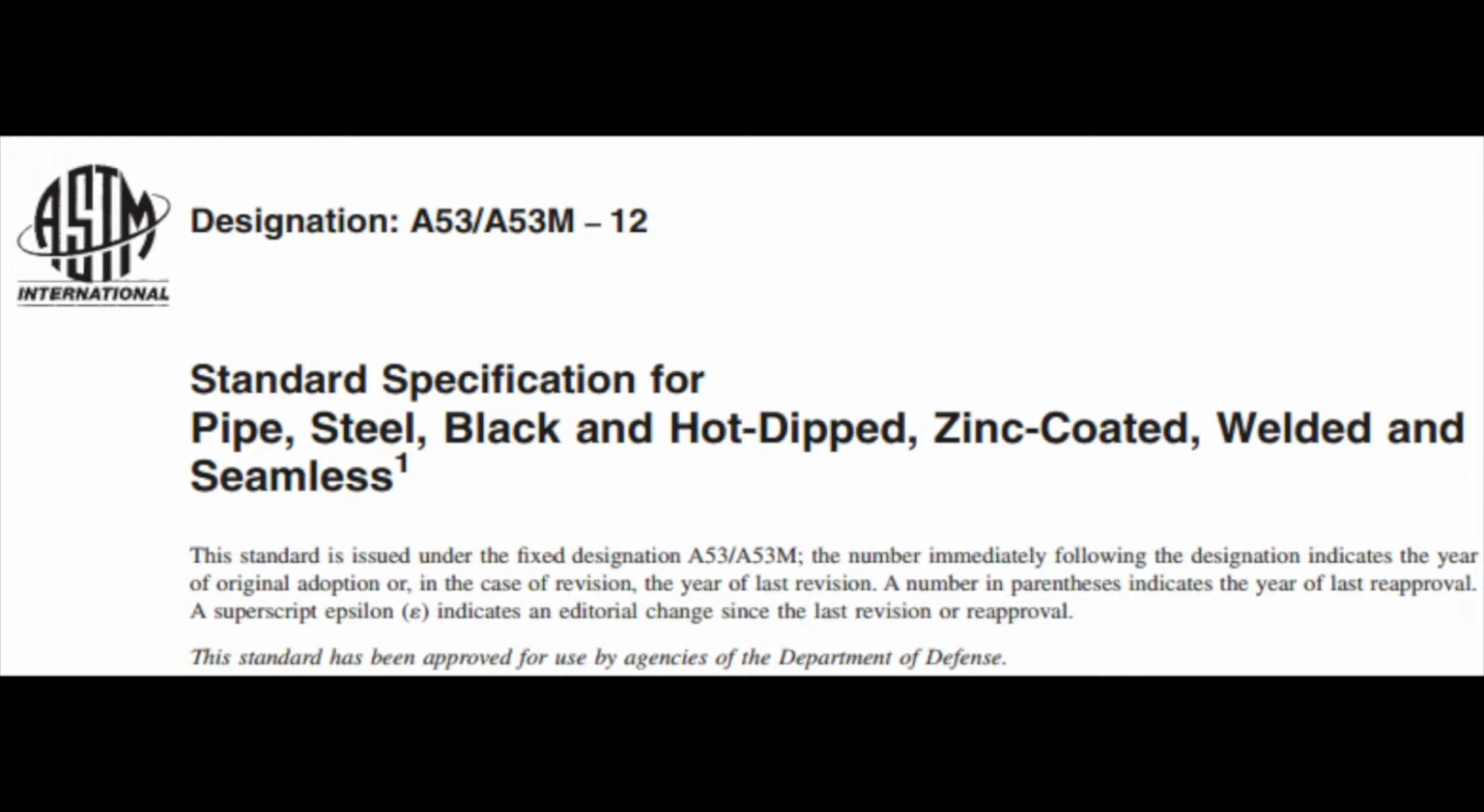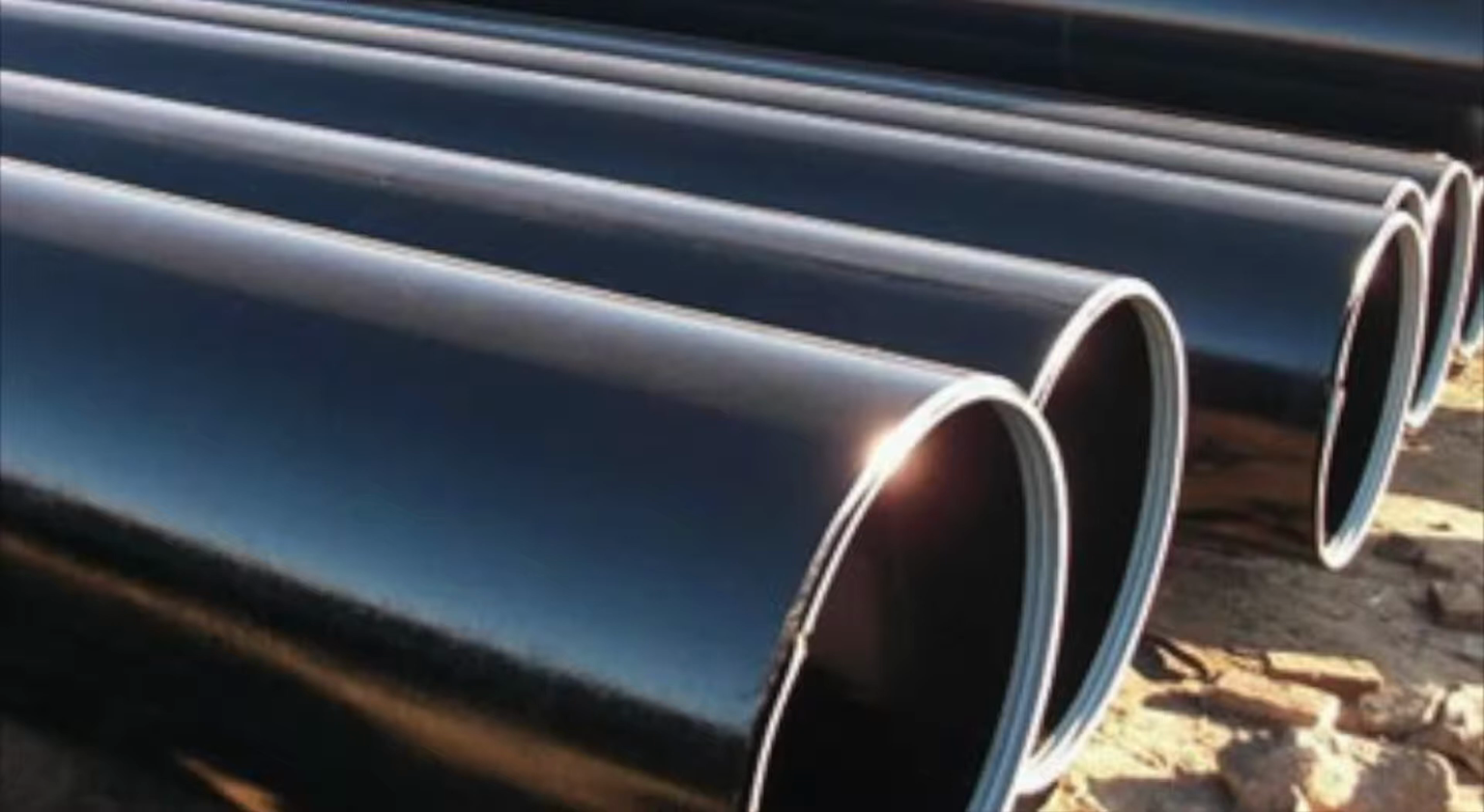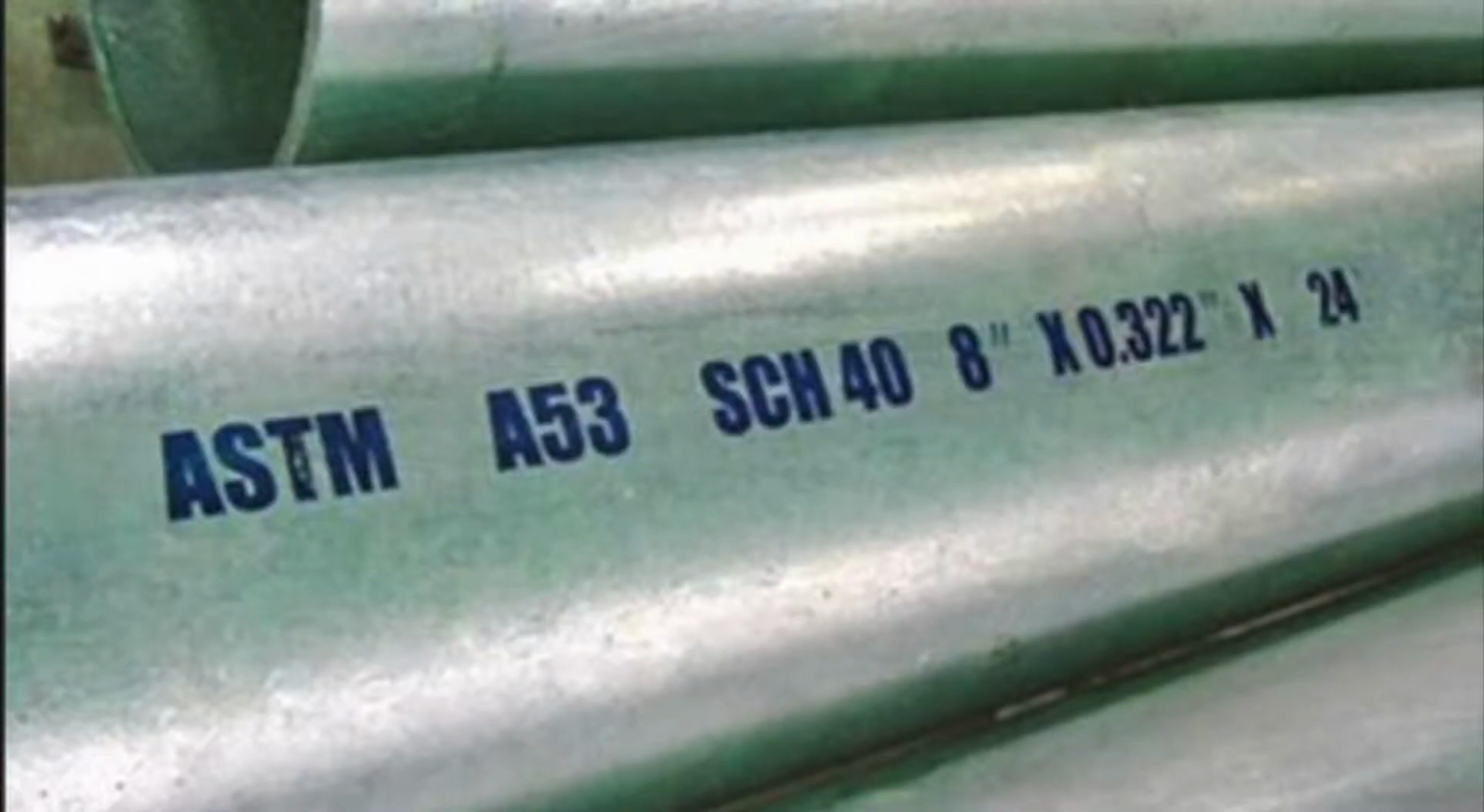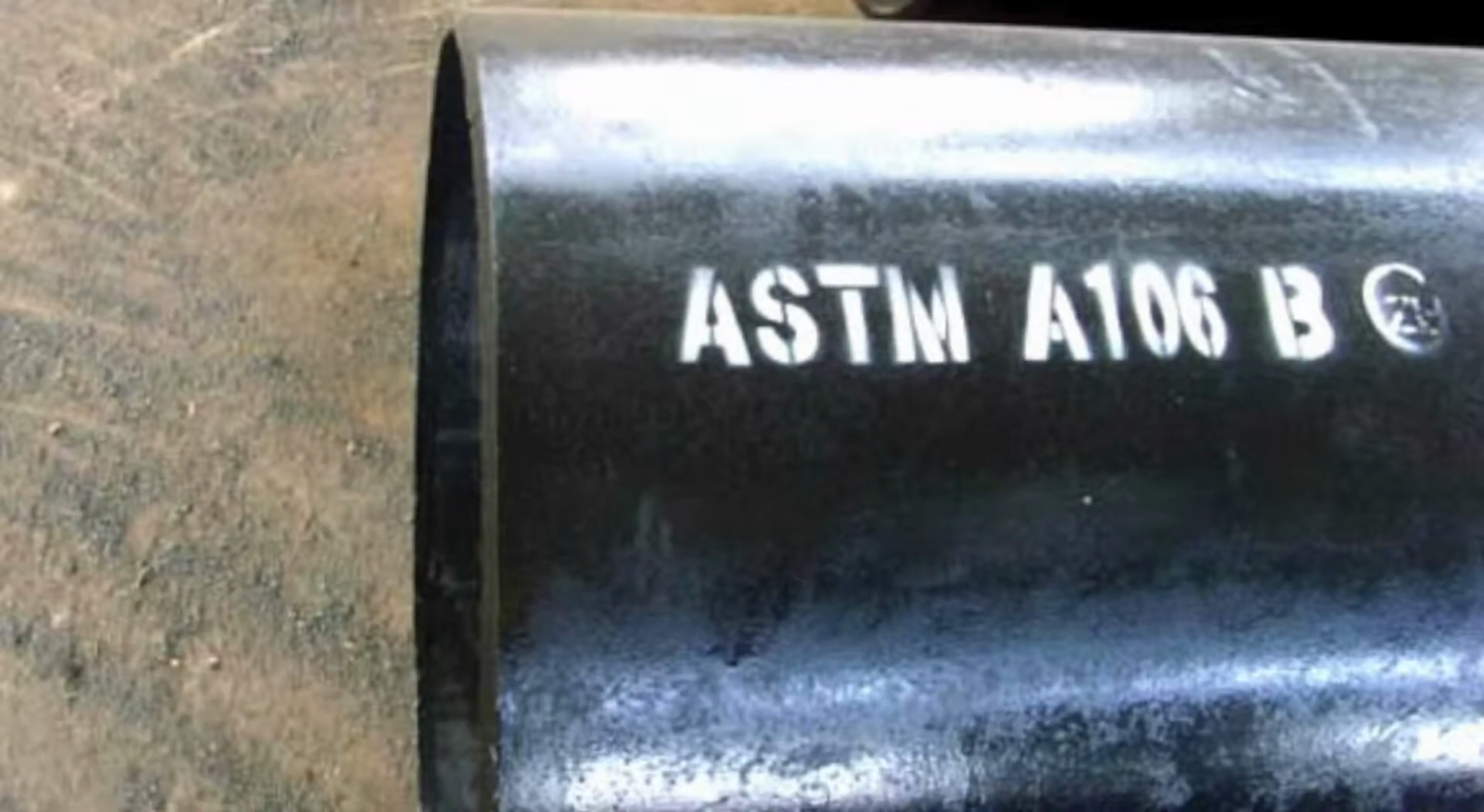ASTM is a nonprofit organization that develops and publishes approximately 12,000 technical standards covering the procedure for testing and classifications of materials of every sort. Now, I tell you all that because we're going to make the ASTM reference through the whole film: A53, A106, always in reference to the ASTM standard for the pipe.